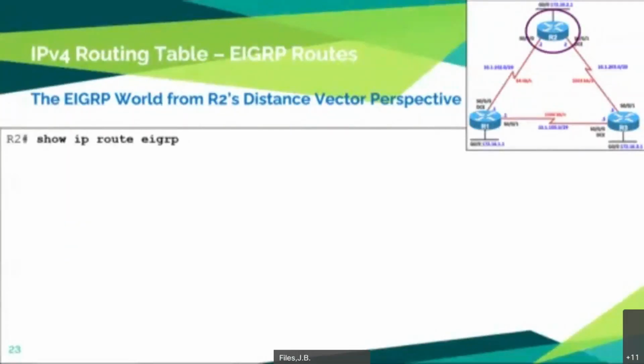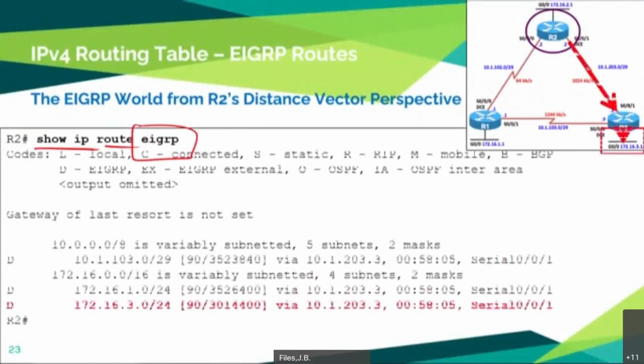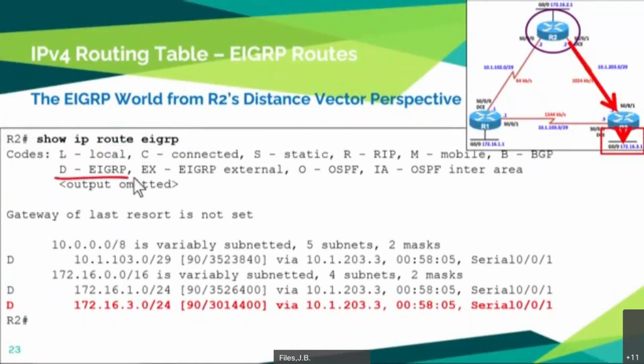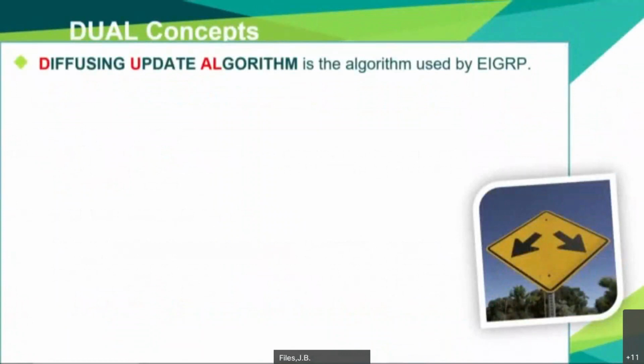So now let's look at everything from the perspective of R2 up at the top there. Okay. So we do show IP route EIGRP. So show me IPv4 routing information, but only the EIGRP routes. Okay. So we're just going to see, D's down here for DUAL. All right. So we can see this subnet right here from R3. So it's being advertised to us. So let's talk about how we make routing decisions using DUAL.